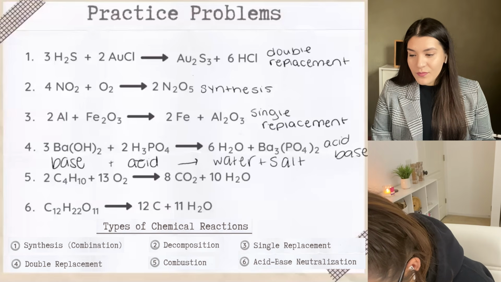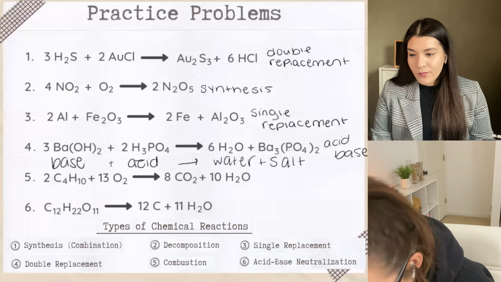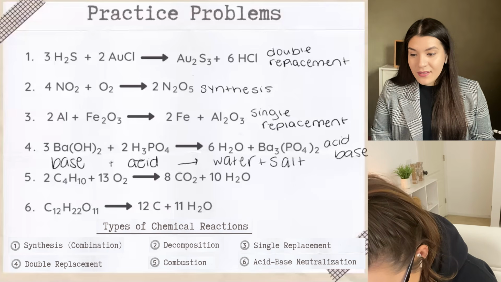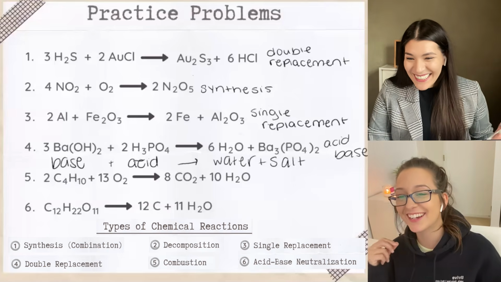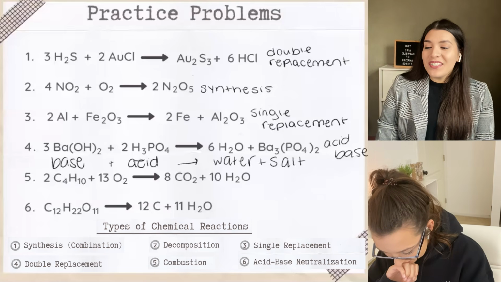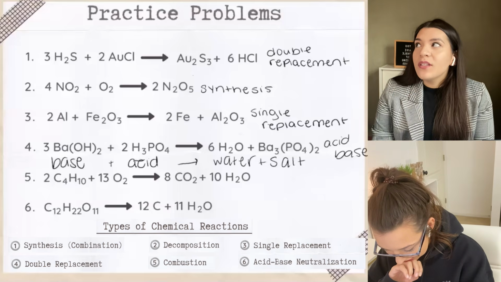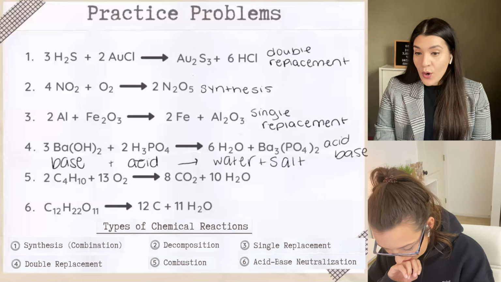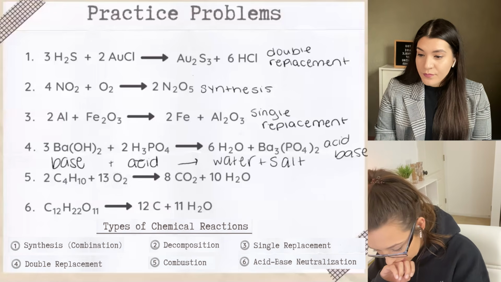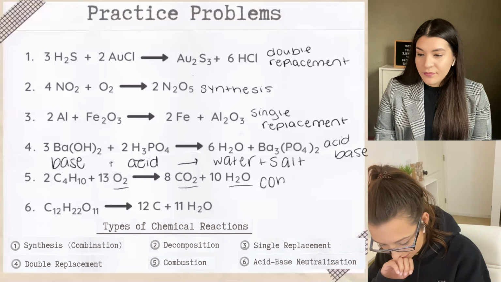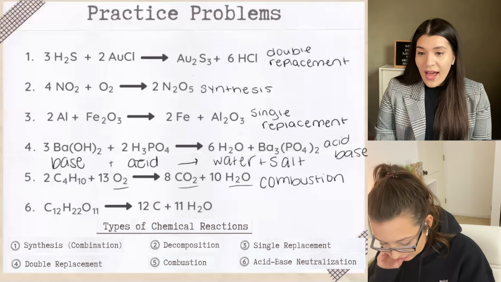I'm trying to remember what the things mean. I know that combustion was the one you said you can always spot because... Yes. The way you can spot combustion is there's always going to be an O2 on the reactant side, and then the products will always be CO2 and H2O. And it has to give all three. So that has to be everything.